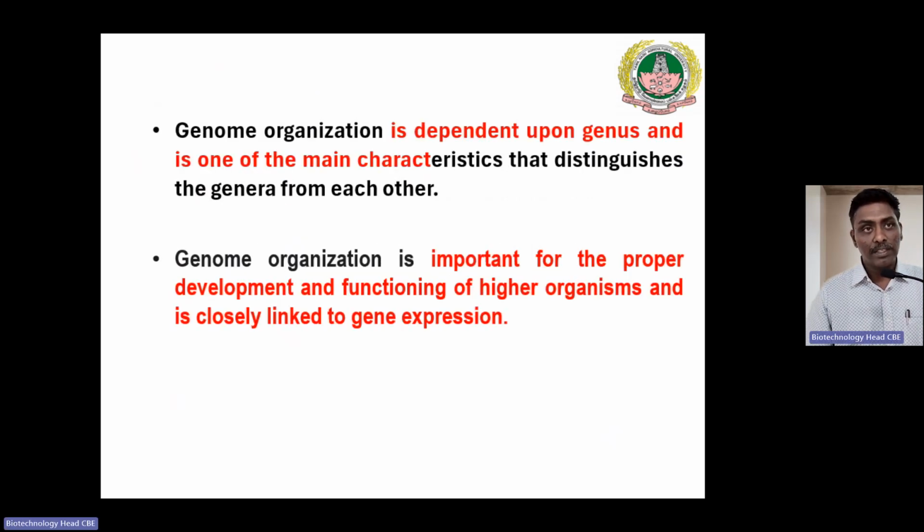Genome organization depends upon the genus and is one of the main characteristics that distinguish the genera from each other. So genome organization is mainly used to differentiate the different genera or species. Why is genome organization very important? Genome organization is very important for the proper development and functioning of higher organisms and is closely linked to gene expression, that is protein formation.